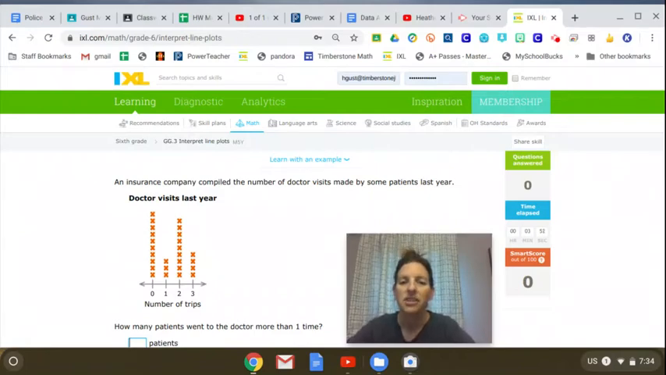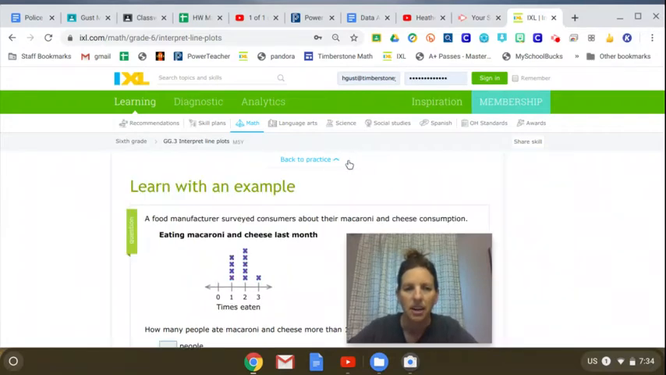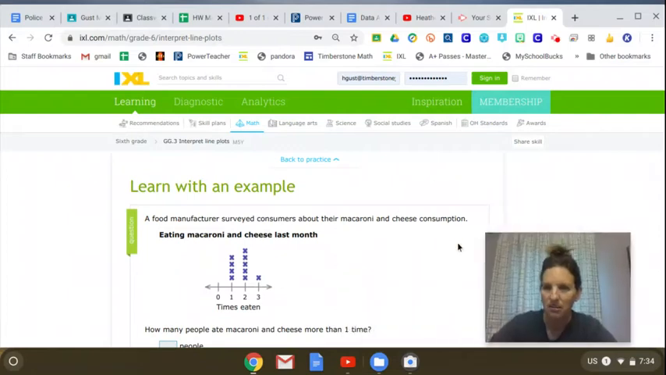The first thing that I want to remind you is if you first log on, you'll see here, learn with an example. Remember, that's really important. If you forget how to do the problems, that is going to show you an example and it'll actually walk you through what you need to know. So I'm going to click on that first, and I am going to move my video out of the way here.